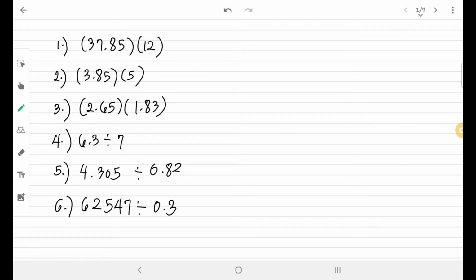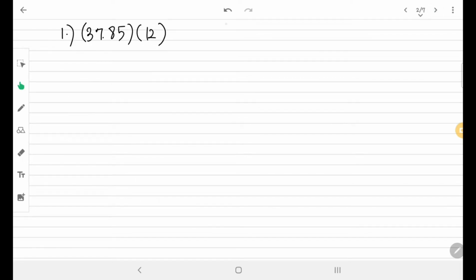Multiplying and dividing decimals. In multiplying decimals, we multiply normally, and we just count how many decimal places are in the given and move that many places in the product. I will give you three examples, just like you see on the screen: three examples for multiplication and another three examples for division.